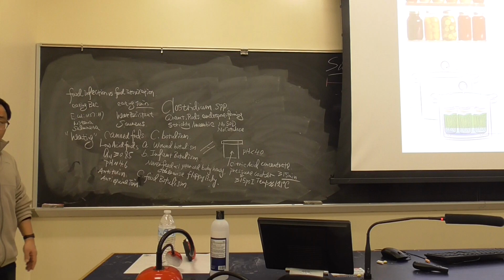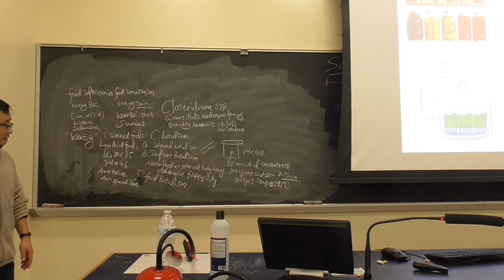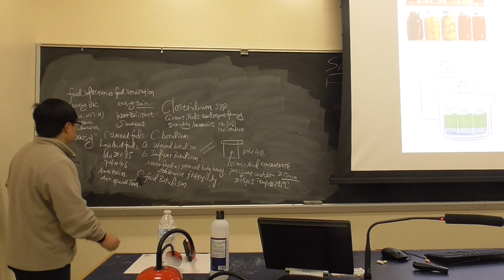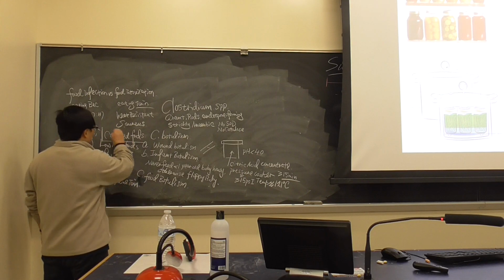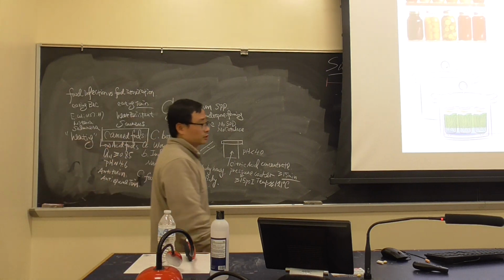Now, what are the symptoms? We already talked about the neurological symptoms: double vision, difficulty speaking, difficulty swallowing, all those things. So that's a very interesting pathogen, Clostridium botulinum. But more important from the safety standpoint, it's related to canned foods. That's Clostridium botulinum.